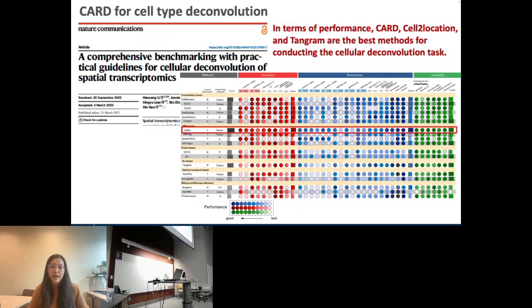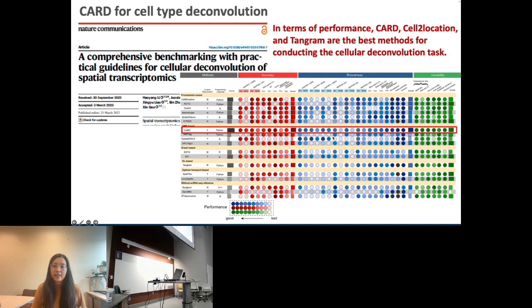As a methodology developer, I'm always curious how my method can be widely used in broad systems of the biological context. Previously, we found a very nice benchmarking paper published in Nature Communications. They benchmarked 18 methods for the integration of single-cell RNA-seq and spatial transcriptomics. In terms of performance, CART, cell2location, and Tangram are the top 3 best methods for the cellular deconvolution task. This figure summarizes all the metrics they evaluated in terms of accuracy, robustness to different scenarios, and usability. The darker color represents the best rank that the method achieves.